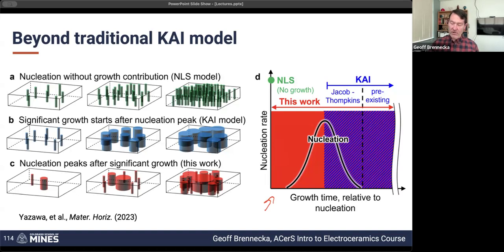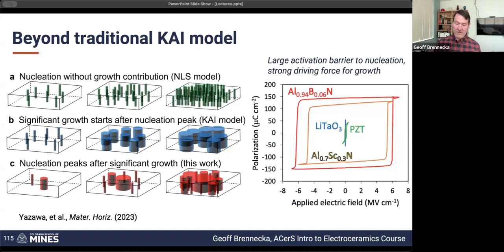So everything from here up was already covered in classic models. A former postdoc of mine who's now research faculty developed this model for what happens when you've got growth happening even before the peak nucleation rate. And the reason that matters is when you've got systems like the new wurtzite nitrides that we'll talk about later on, when you've got a massive barrier to nucleation and a really strong driving force for growth, that's when those extensions matter. So it's basically breaking the assumptions of the original KAI model, but it still matches all the math of those, just with a little bit different boundary conditions. So that's how the switching process happens.